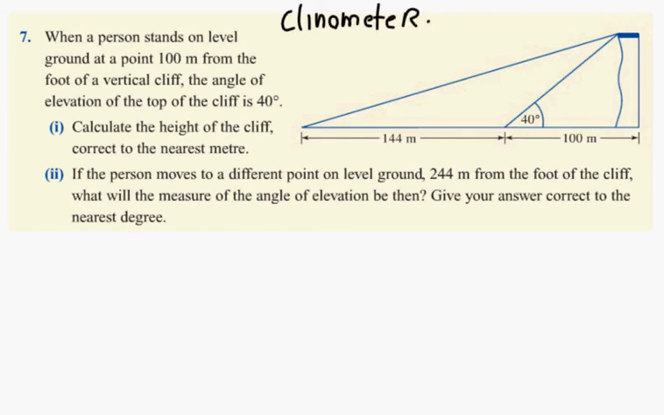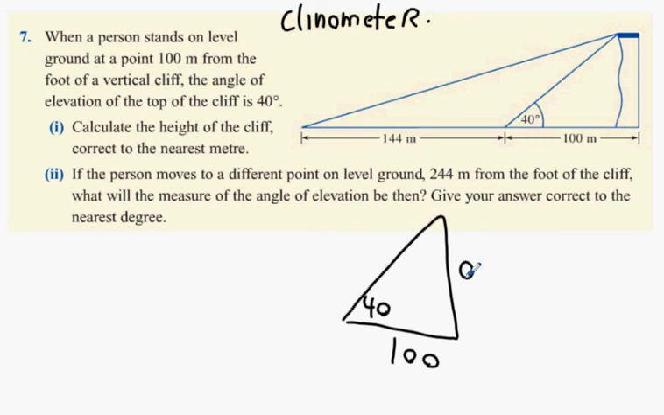How many triangles do you see? 3. The height of the cliff is in how many of those triangles? 2. The right one and the big one. And which one has the most information? The right one. So you start off with the right one. You have 100 here, 40 here, and you're looking for the opposite side, or the height of the cliff. Any ideas how to do that?